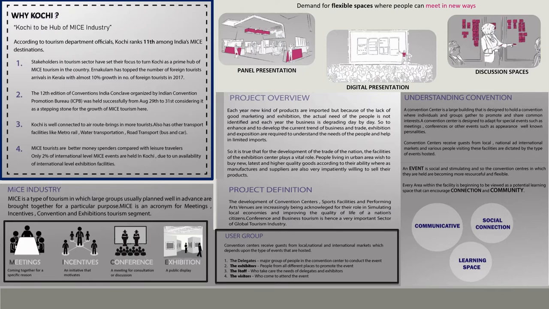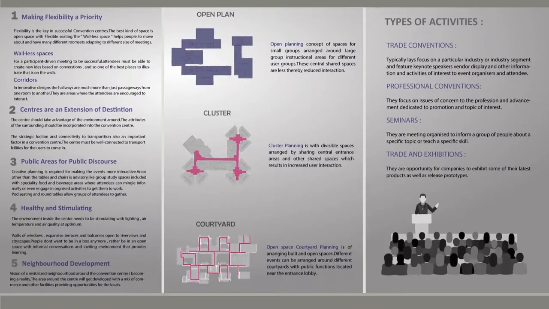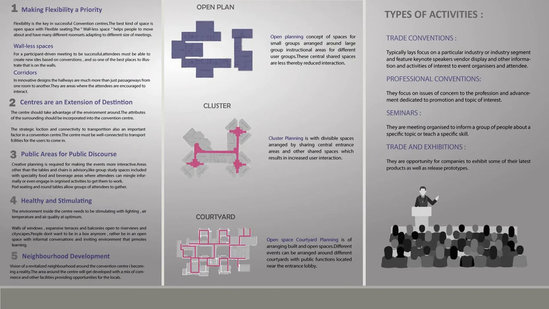An event is social and stimulating, and so the convention centers in which they are held are becoming more resourceful and flexible. Every area within the facility is beginning to be viewed as a potential learning space that can encourage connection and community. The parameters to be considered while designing are: 1. Making flexibility a priority. 2. Centers are an extension of destination. 3. Public areas for public discourse. 4. Healthy and stimulating plan. 5. Neighborhood development plan. The design should include 3 concepts of design: open plan, cluster and courtyard.